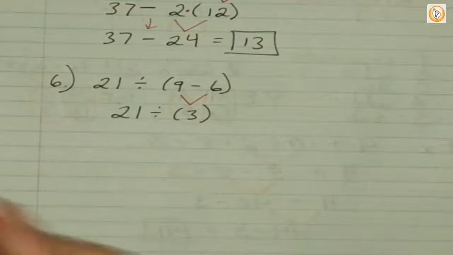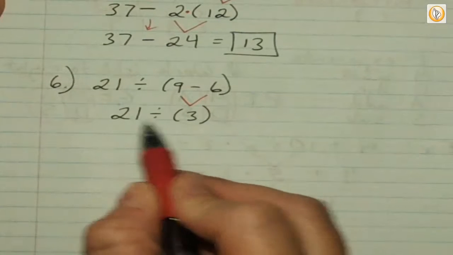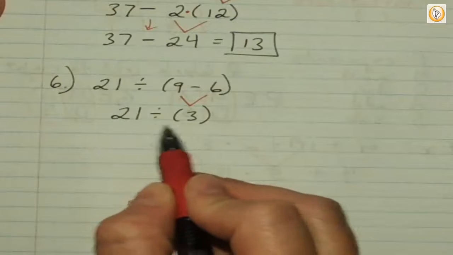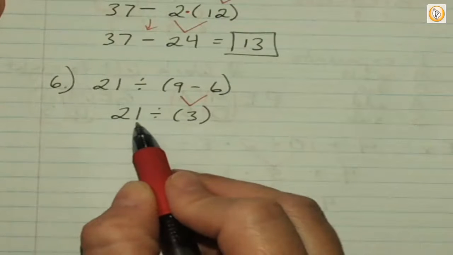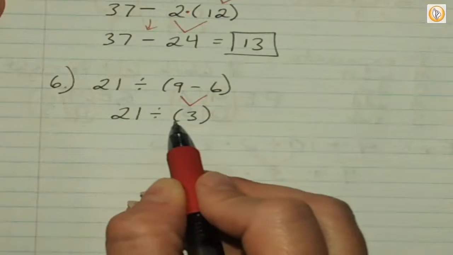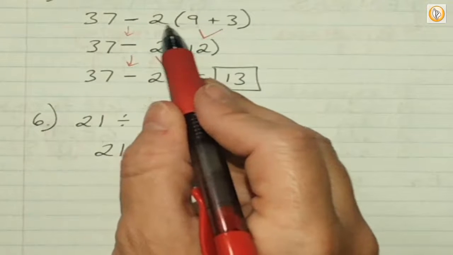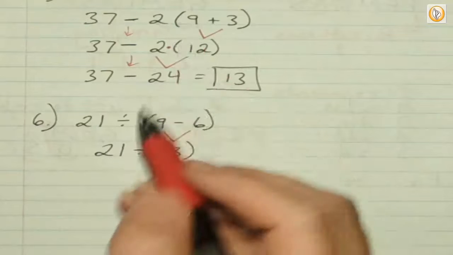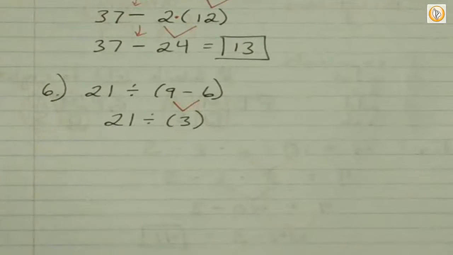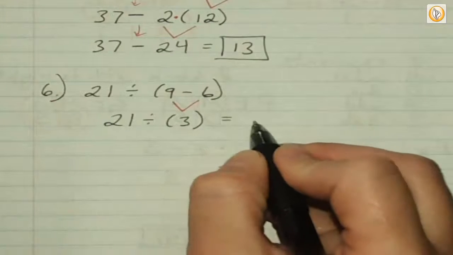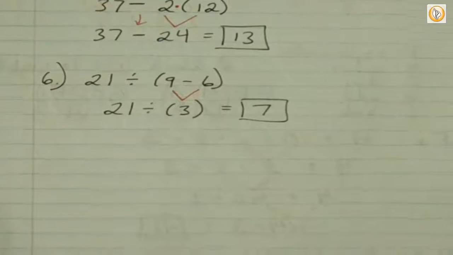Now, Kelly, notice this one has a division sign between the number and the parentheses. Do you see that? Okay, just stop writing and look. Do you see that this number has a division sign between it and the parentheses, whereas this had no sign between it and the parentheses? That's why it's multiplication and it's division. Does that help? Okay, Tanner, what is 21 divided by 3? 21 divided by 3, 7. Perfecto.